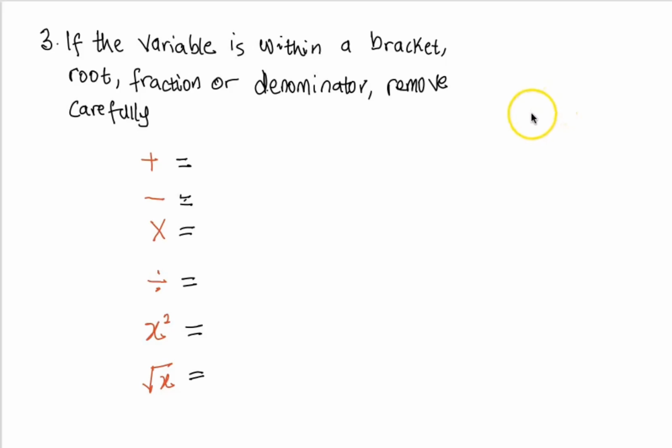So the third thing is that if the variable is within a bracket or a root, or if that variable is within a fraction or a denominator, you should remove carefully. Now, what are those things we must consider when we are removing other things? Because remember, when a variable wants to stand alone, it means you have to remove the other things that are attached to it. Those things could be attached by addition, subtraction, multiplication, division. It could be a power, it could be a root. Now, when removing them, we are going to remove them across this equality sign. That's very important because you must cross the equality sign to the other side.